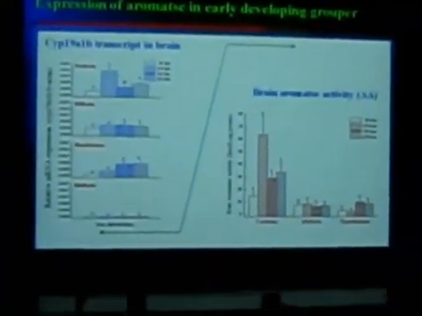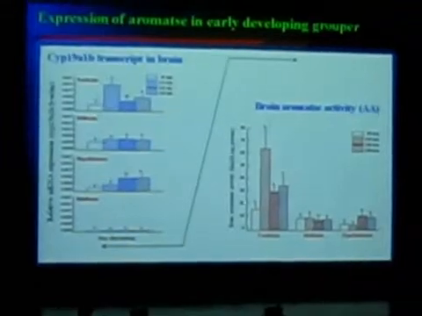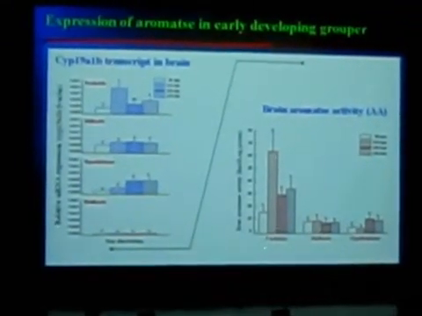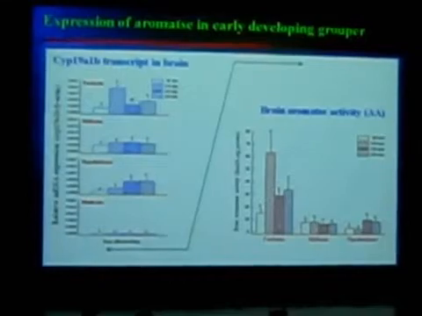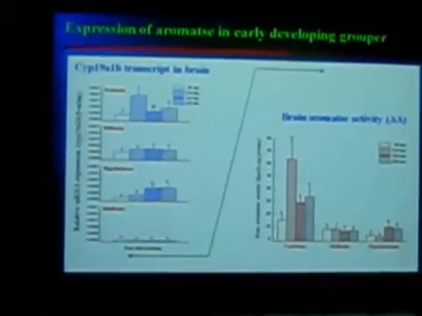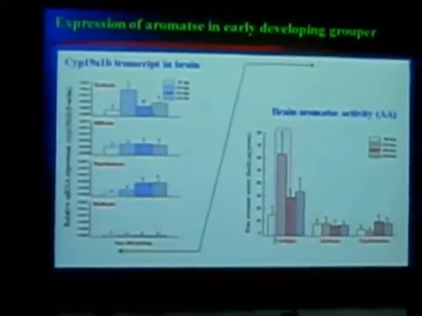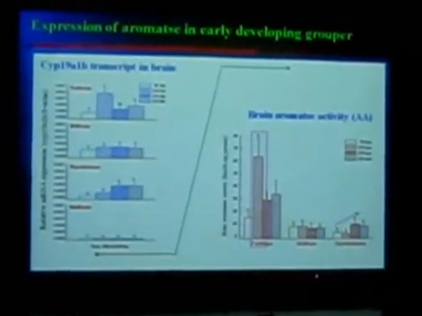And CYP19A1B transcripts, it's significantly increased in the forebrain. And in hypothalamus, it's significantly upregulated from 90 to 180 days, 150 days. But in the midbrain and hindbrain, there is no changes. And brain aromatase activity, the brain aromatase activity also similarly expressed in 110 days. Also the forebrain, here also the forebrain. But in the midbrain, no significant change was detected. In the hypothalamus, the expression was significantly upregulated.